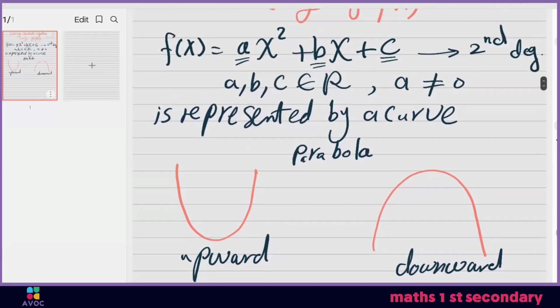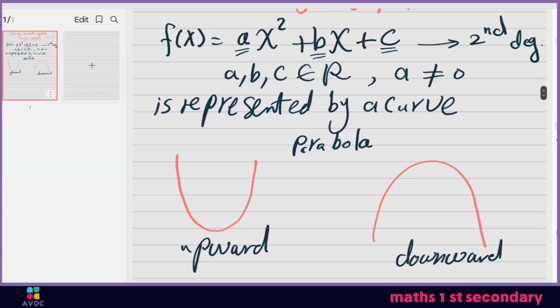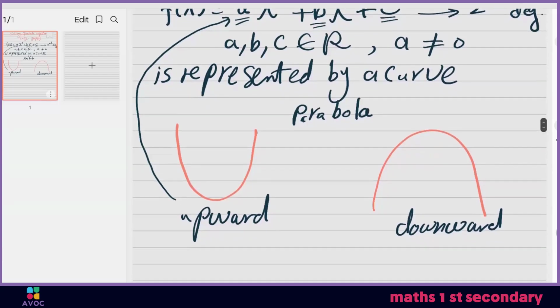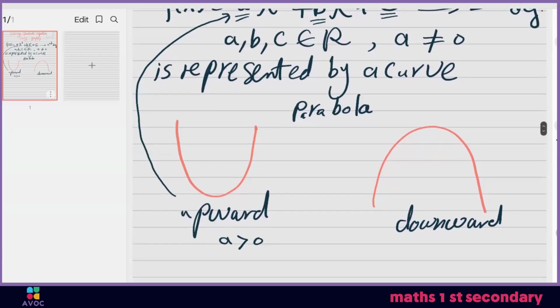The curve opens upward or downward according to the sign of the coefficient of x squared. When a is greater than 0, the curve will be opened upward. But the curve opens downward when a is smaller than 0. Smaller than 0 means negative. But here it is positive. Okay, do you understand?